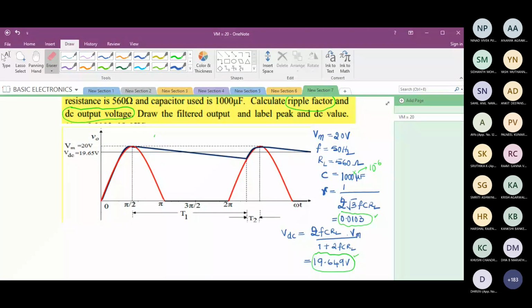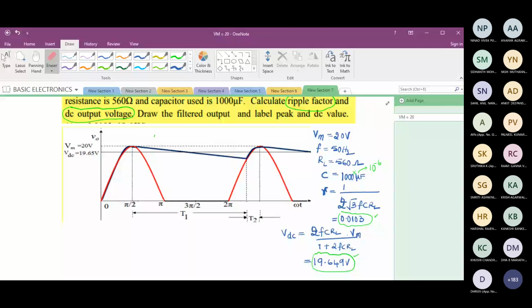Sir, it is correct, sir. Correct only, no? Ripple factor is 0.0103. Okay. Now, this question is straightforward. You have to draw the filtered output. Of course, you can draw the waveform, all those things.